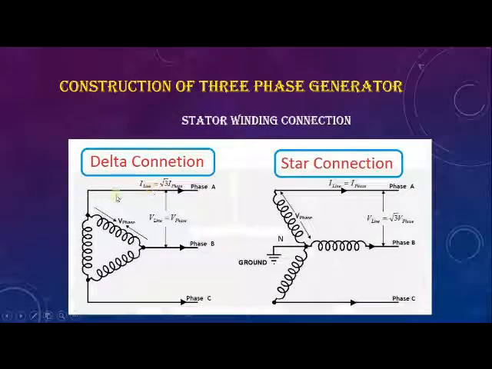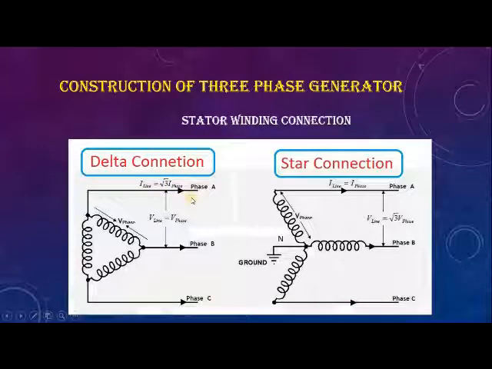And in case of delta, the current from these two windings joins and flows here. So the line current is different from phase current. Actually, the relationship between line current and phase current is that line current is root 3 times phase current. We will discuss later how that line current becomes root 3 times phase current.